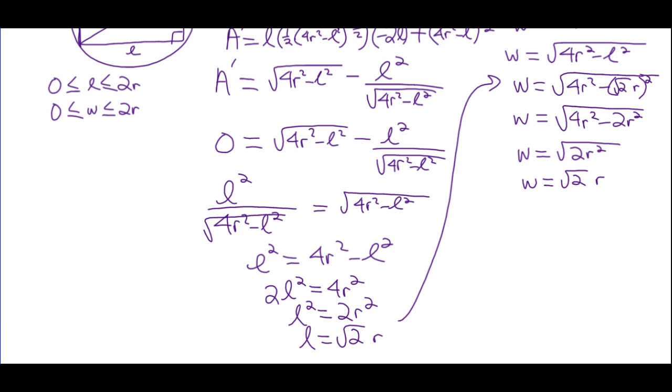Now, they're either that or they're 0 and 2r, right? Now, we know that if L is 0, we'll get an area of 0, and if it's 2r, we'll get an area of 0. So here we are, and that's it. So the dimensions are root 2r by root 2r.